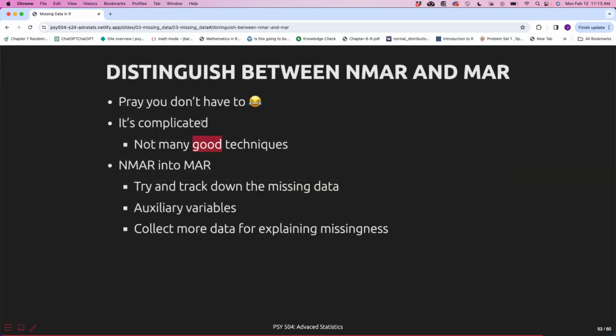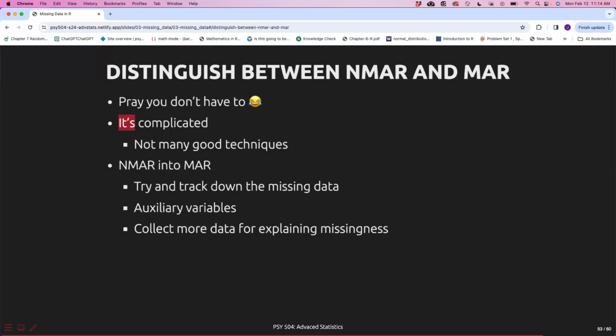So with the rest of the time, I wanted to talk a little bit about NMAR data. I've deliberately not spoken about NMAR data and how to distinguish between MAR and NMAR, because really, pray that you don't have to. You don't want NMAR data. It's very complicated. There are some statistical techniques that can deal with NMAR data, like pattern mixture modeling, but it's complicated to implement and it's probably not the best.